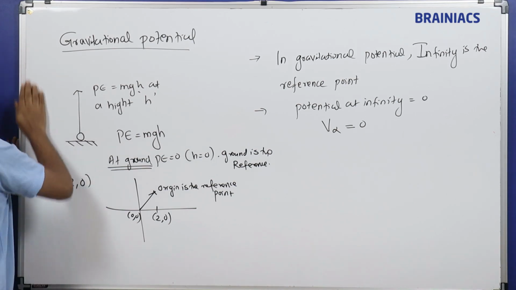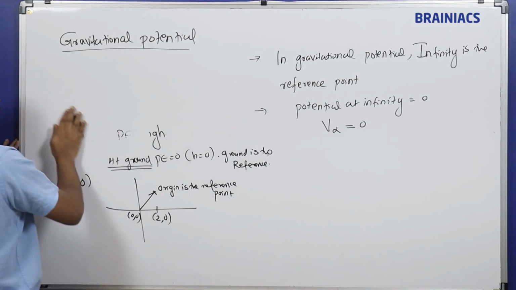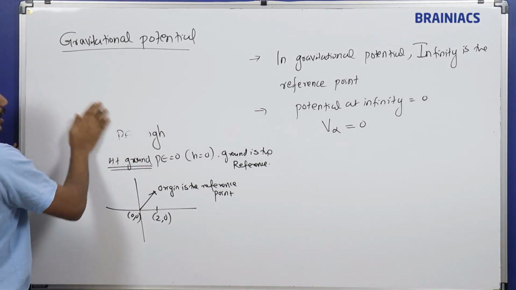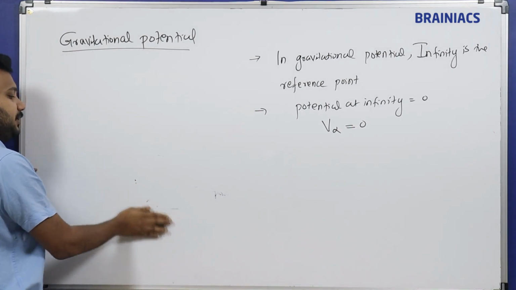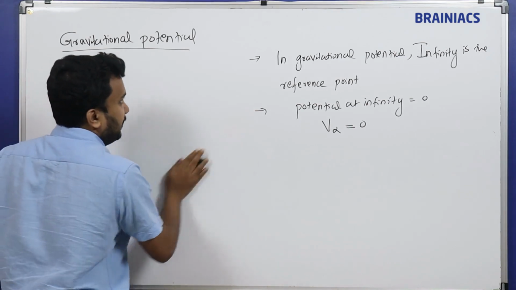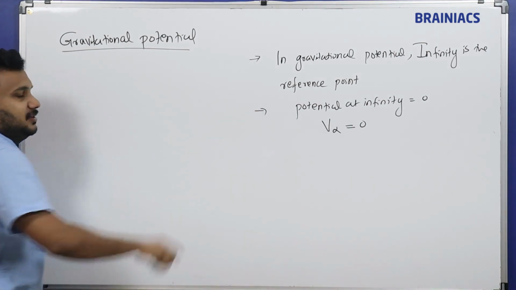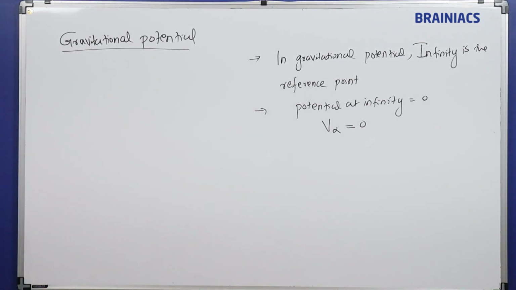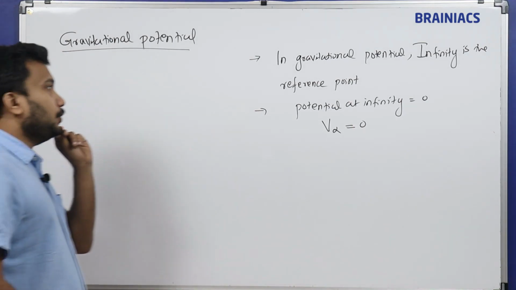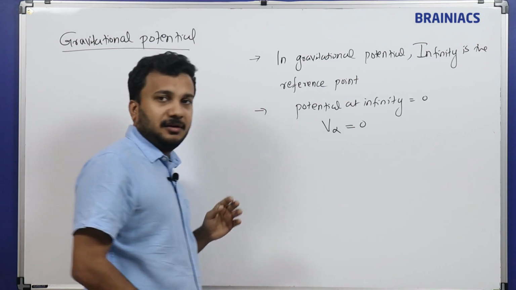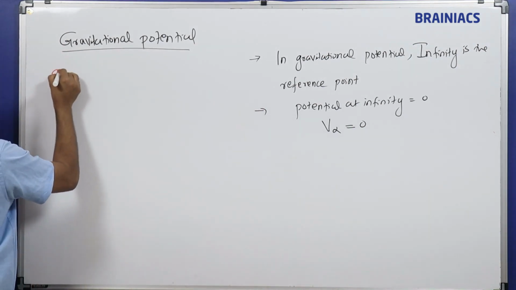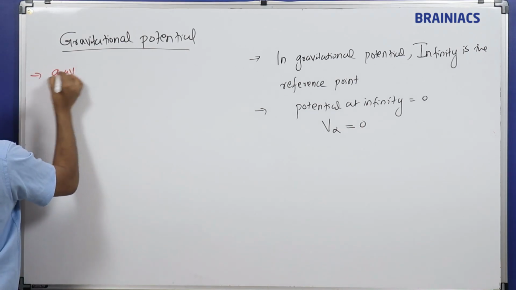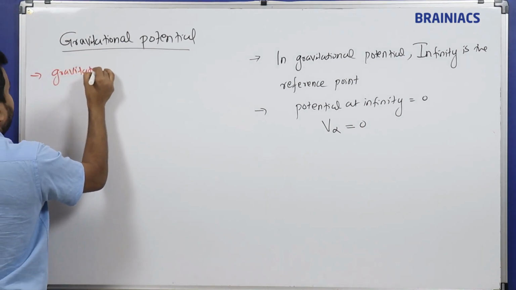Okay. So now let's see the definition of gravitational potential. Always I can measure potential with respect to some reference point. Here the reference point is what? Infinity. In case of a graph, the reference point is what? Origin. Now we are going to define what is exactly called gravitational potential.